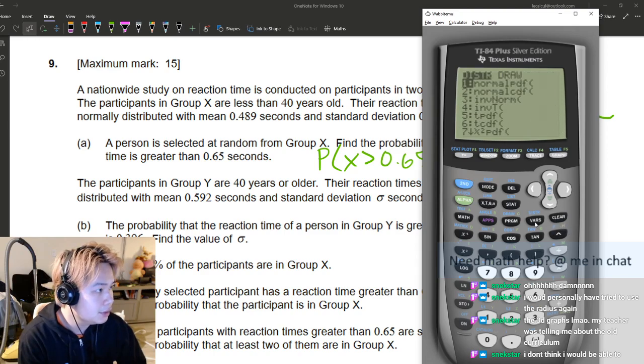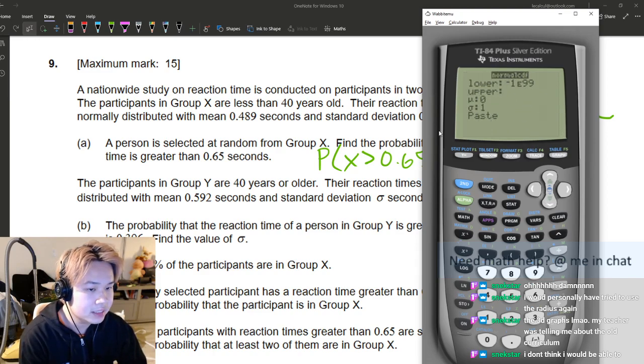So in our distributions, we look at the normal CDF, and the lower bound is the 0.65 second reaction time.